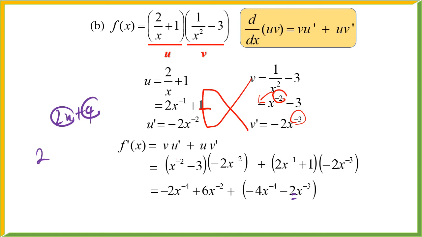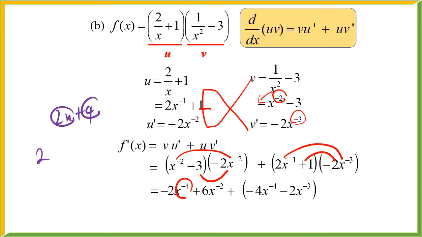So what you need to do is just expand as usual. So we expand x squared with negative 2 of x to the power of negative 2, so it will be negative 2x to the power of negative 4. And here negative 3 multiplied with negative 2 of x to the power of negative 2 will be positive 6 of x to the power of negative 2. Here it will be negative 4 of x to the power of negative 4. And then here is negative 2 of x to the power of negative 3. So expand as usual, simplify everything.